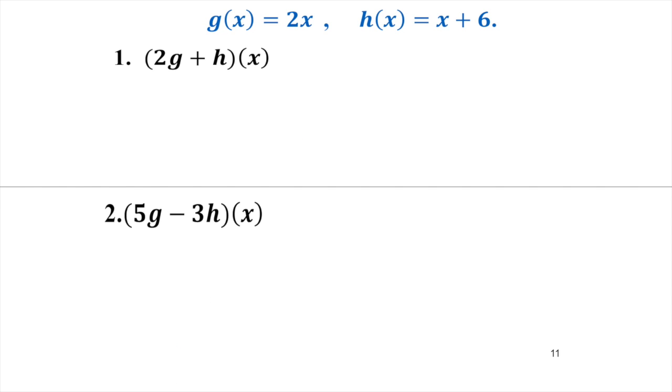Okay, now these are real similar to the ones you just did. The only difference is now we've got this 2 in front here. And this 2 basically means whatever g of x is, I'm going to multiply that by 2, then add it to h of x. So I'd like you to try both of these. After you've obtained your answer, come back and push play.